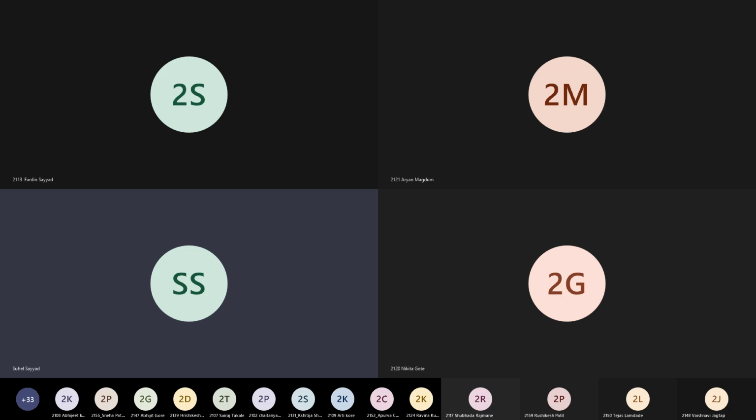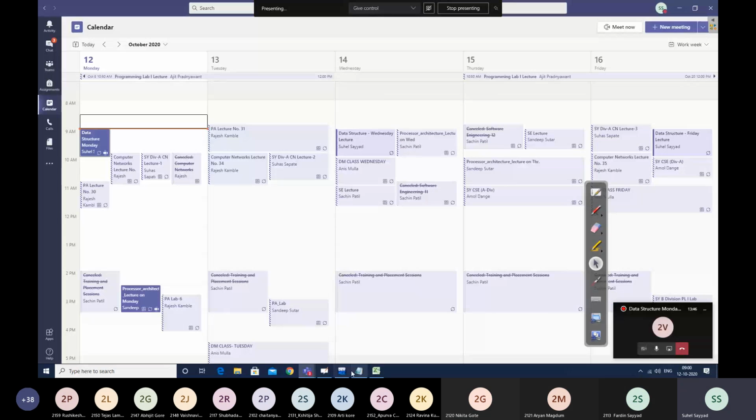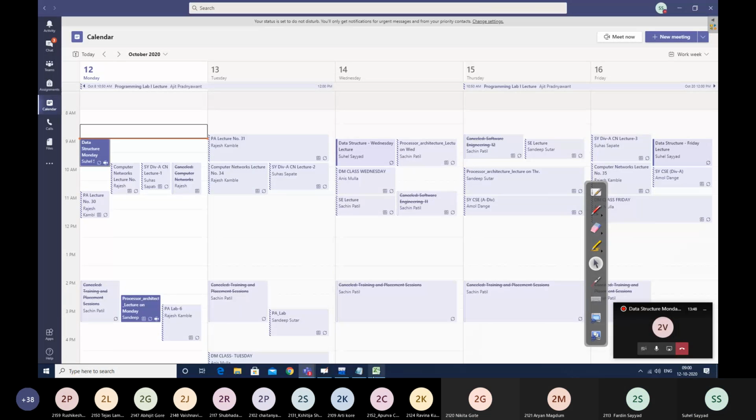I'm sharing my screen, just a moment. Just check and let me know if the screen is visible.